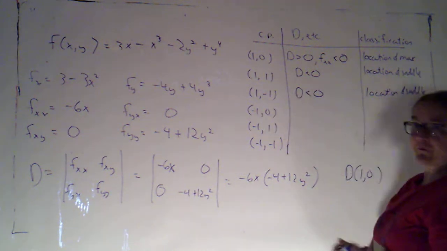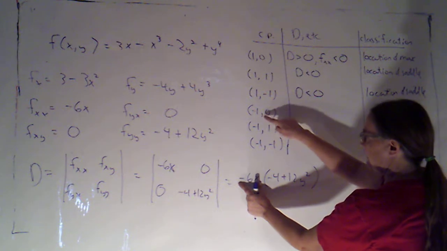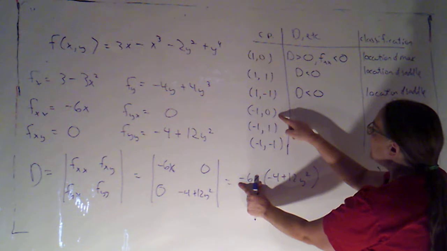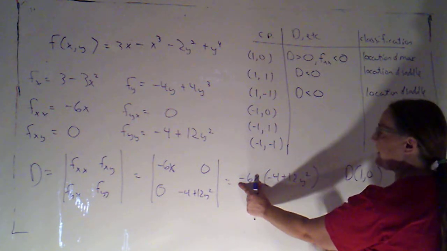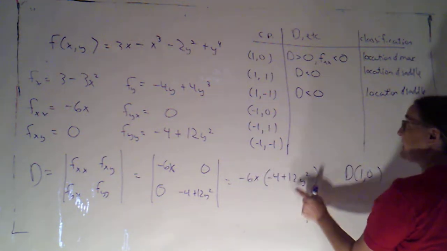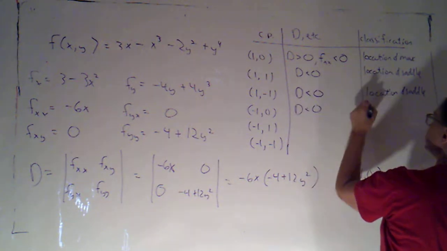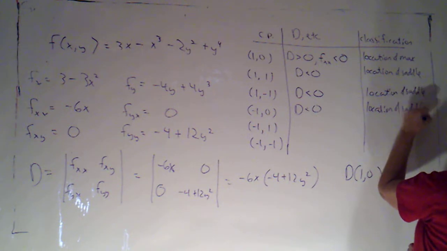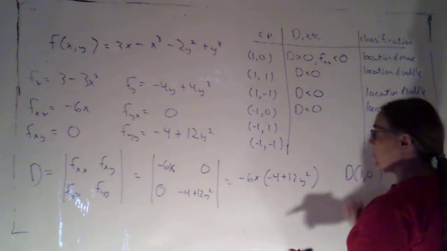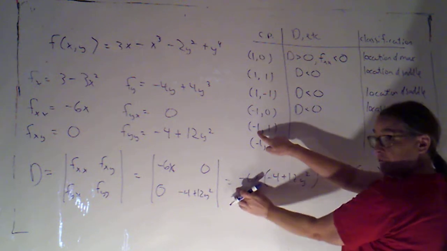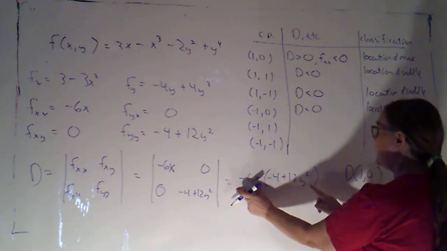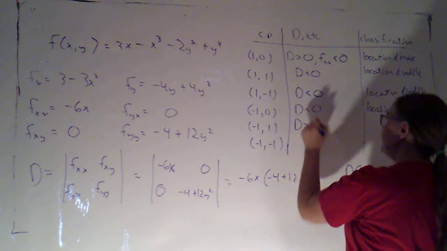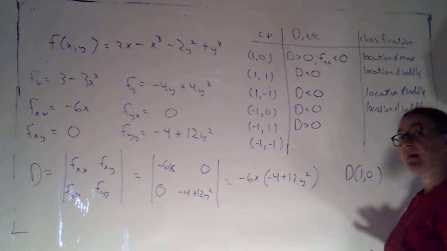All right, let's try negative 1, 0. Now when x is negative 1, that makes negative 6x positive 6. When I plug in 0 for y, the second factor becomes negative 4. So we have a positive times a negative. D is less than 0. This is the location of a saddle. Now negative 1, 1. X being negative 1 makes this first factor positive. Y being 1 makes this second factor positive. So D is positive. That's enough to tell me that we have a max or a min.